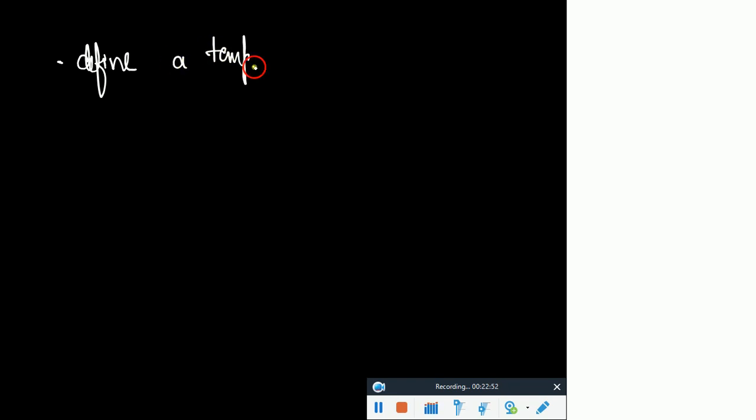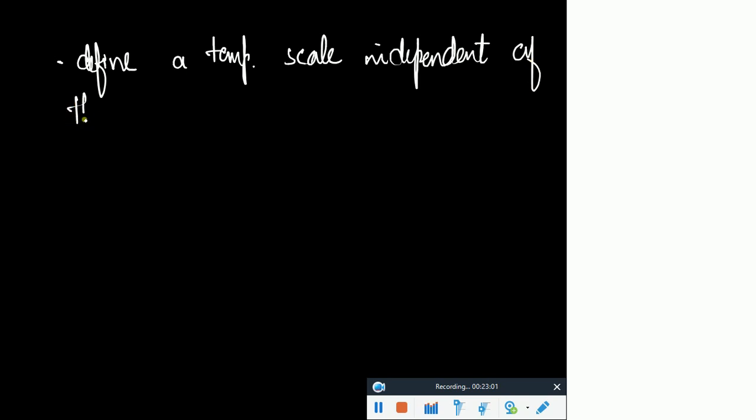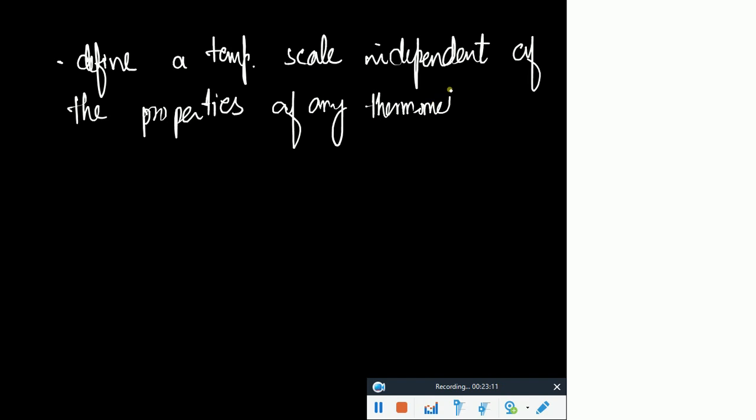define a temperature scale independent of the properties of any thermometric substance. Do you remember once we talked about the Kelvin scale, I told you that somehow or the other it is related to second law of thermodynamics. I told you at that time, right? So now, because we are going to discuss the second law of thermodynamics, at the end of this chapter we may talk about this concept. How can we use it to define the temperature scale?